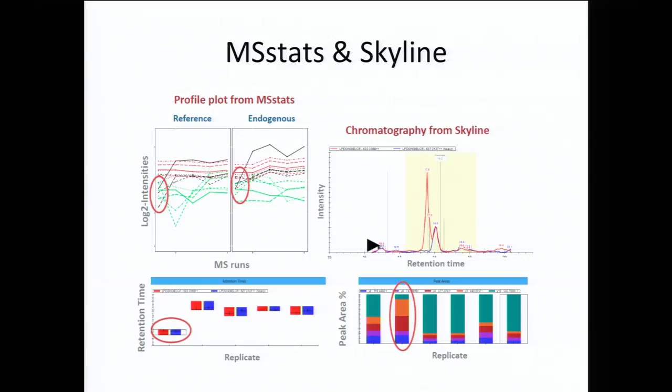So one thing which I already mentioned a little bit earlier is that one very nice thing is that you can go back and forth between MSstats and Skyline. So in cases where you see problems in the profile plots, for example, you can go back to your Skyline document and check on the specific peptides and see, okay, there's actually been a problem with the retention time, and also maybe the peak intensities are not so correct, and you finally figure out that there's actually a wrong peak being picked by Skyline.